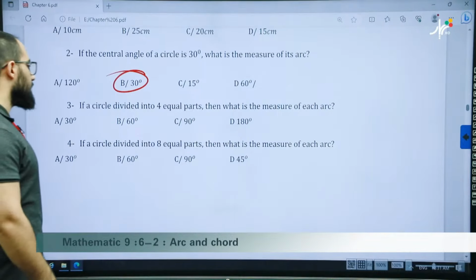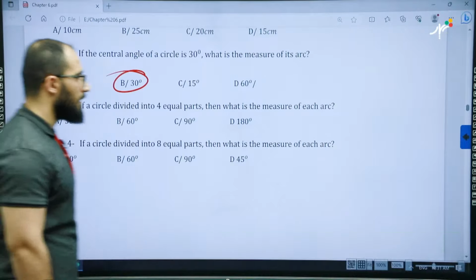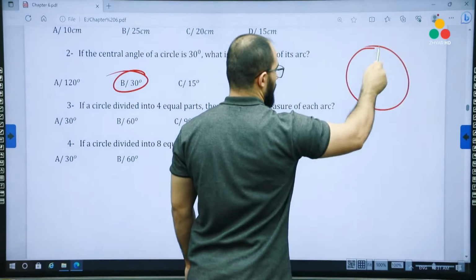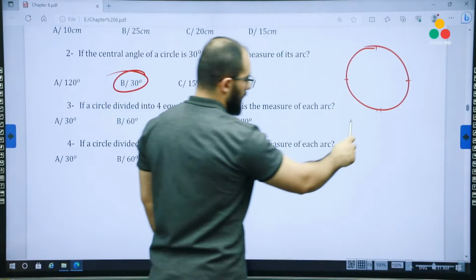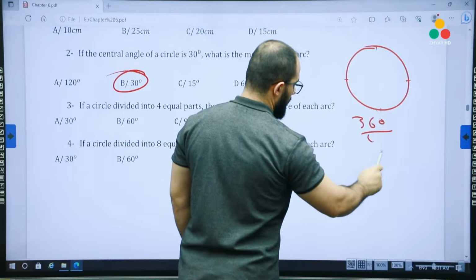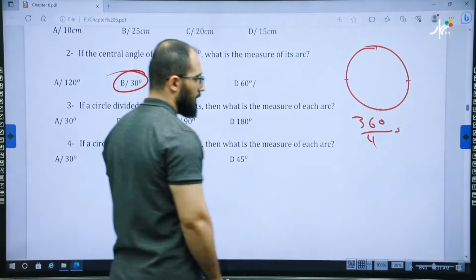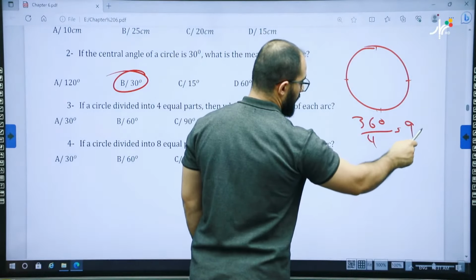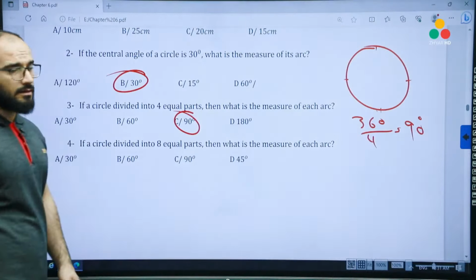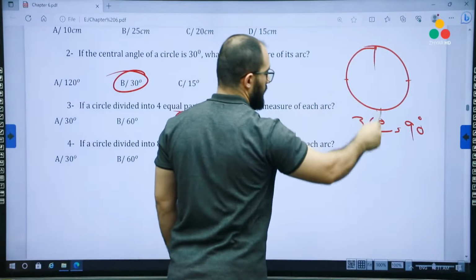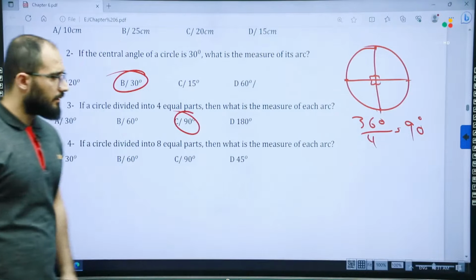Question 3. If a circle is divided into 4 equal parts, what is the measure of each arc? We have a circle divided into 4 equal parts. Then 360 divided by 4 is going to be 90. So the measure of each arc is 90 degrees because it's going to make right angles. That's why it's equal to 90 degrees.